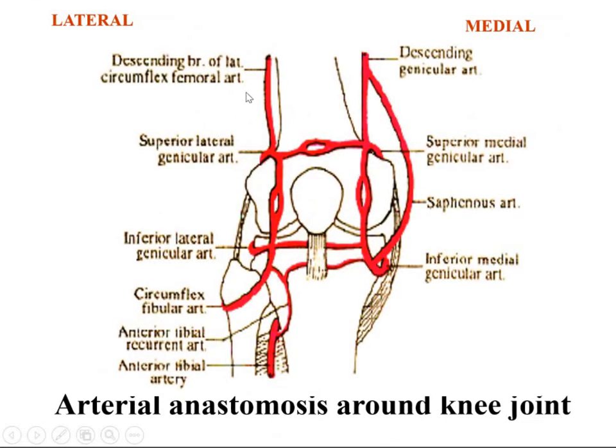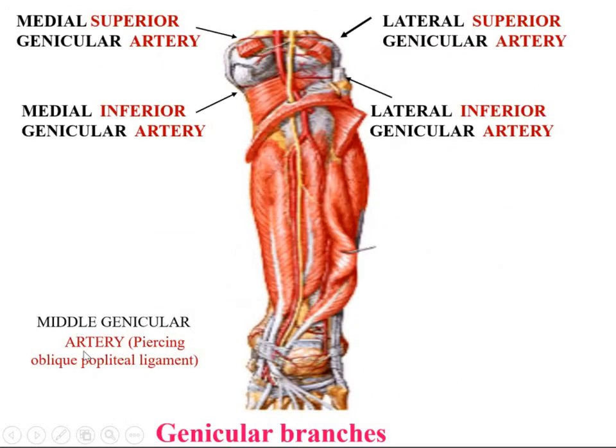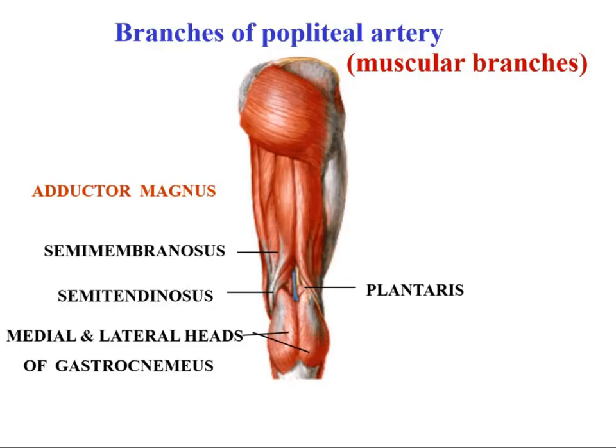Okay. So you can see these are the branches given by the popliteal artery: superior lateral genicular, superior medial genicular, inferior lateral genicular, and the inferior medial genicular branch. Then there was a branch which was your middle genicular artery. So how will you identify the middle genicular artery? You can identify the artery which is piercing the oblique popliteal ligament. So that would be your middle genicular artery. So these are the 5 branches given off by your popliteal artery.